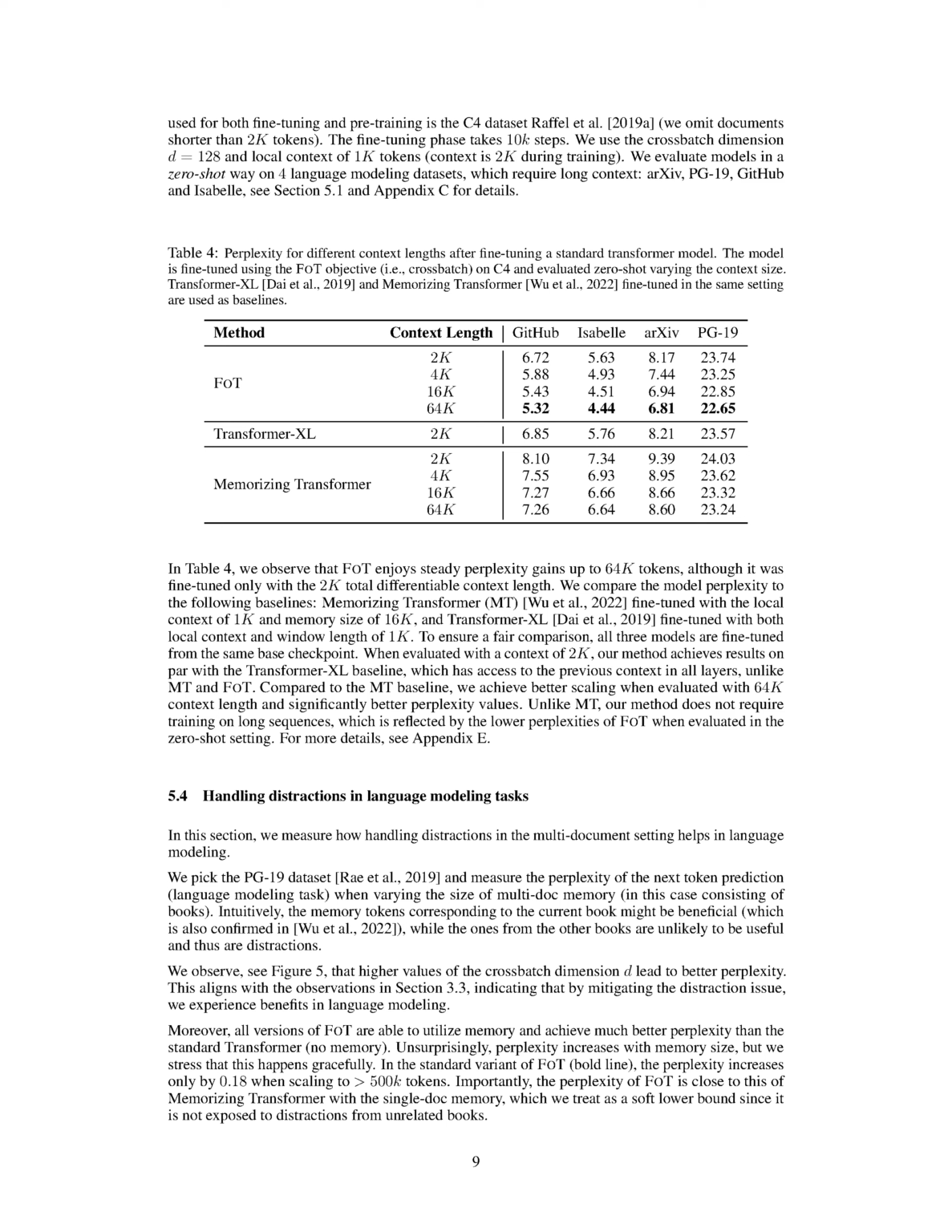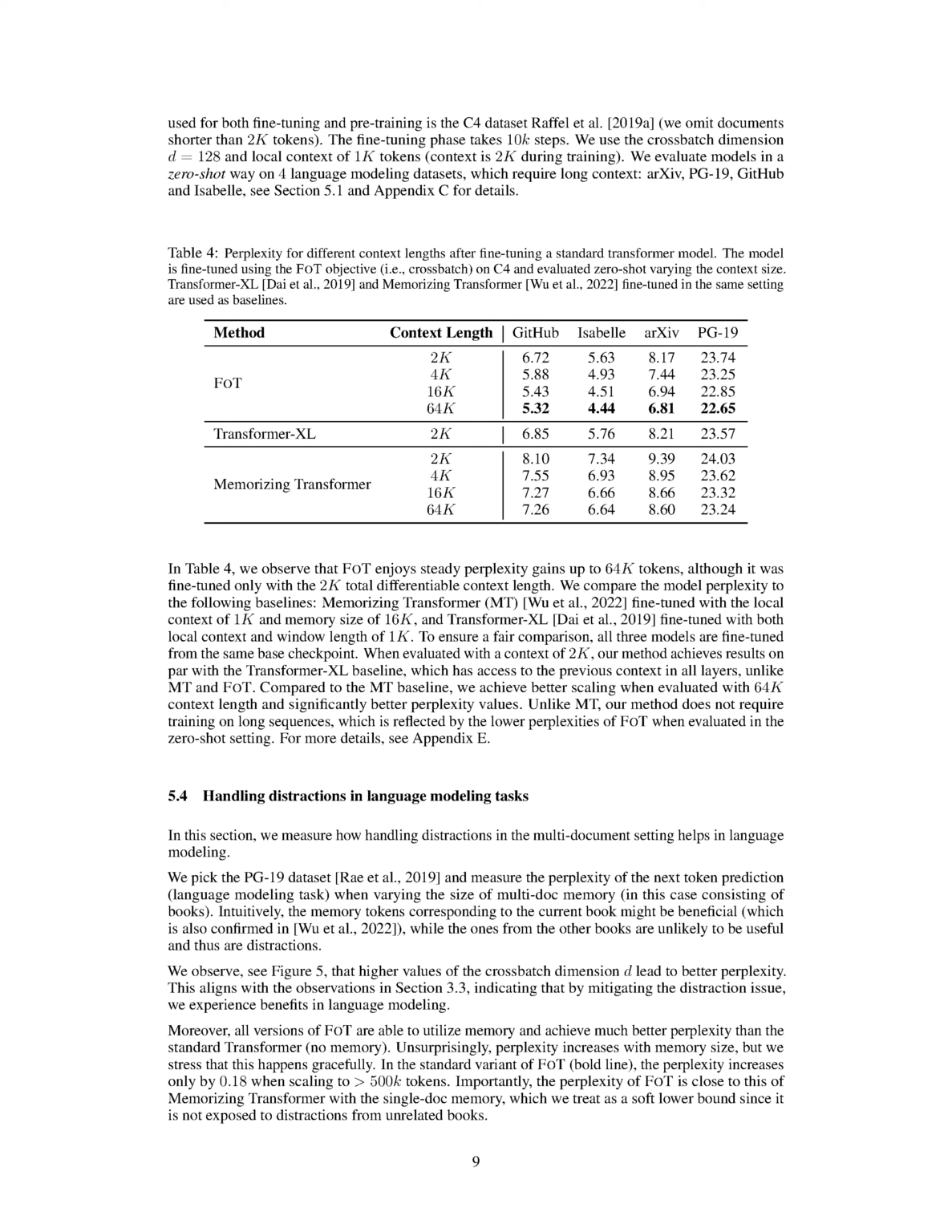As we can see in the accompanying figure, the more we increase the crossbatch dimension d, the better our model becomes at predicting the next word. This finding is consistent with what we've observed in previous sections, suggesting that by reducing distractions, we can improve our language modeling. What's more, all versions of our FOT model are able to use memory to achieve much better word prediction than the standard transformer model, which doesn't use memory.